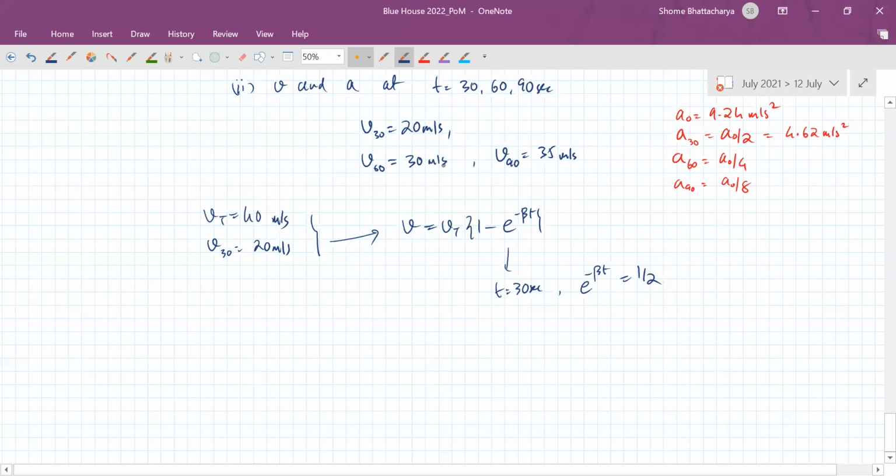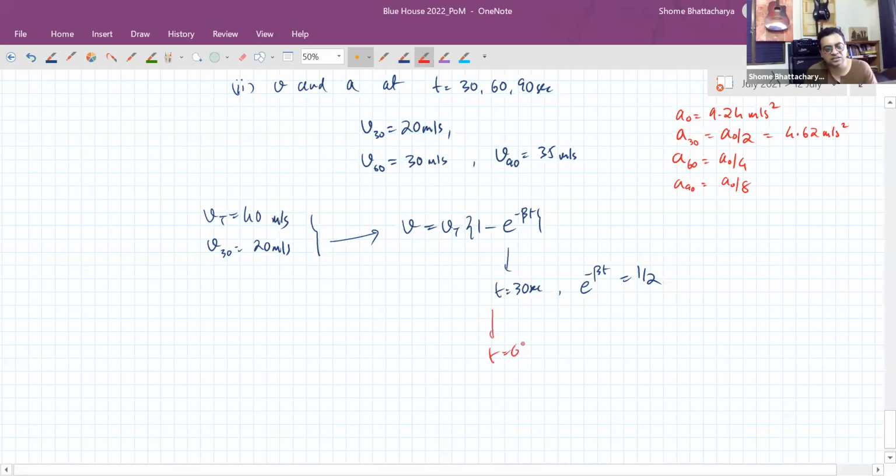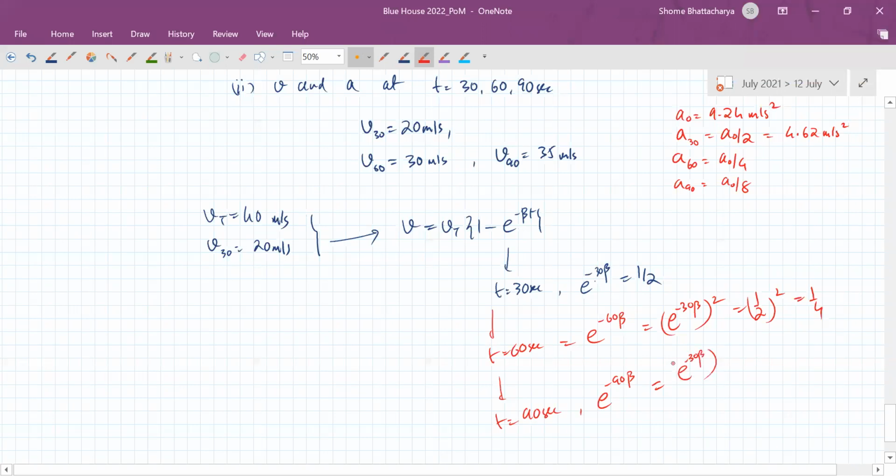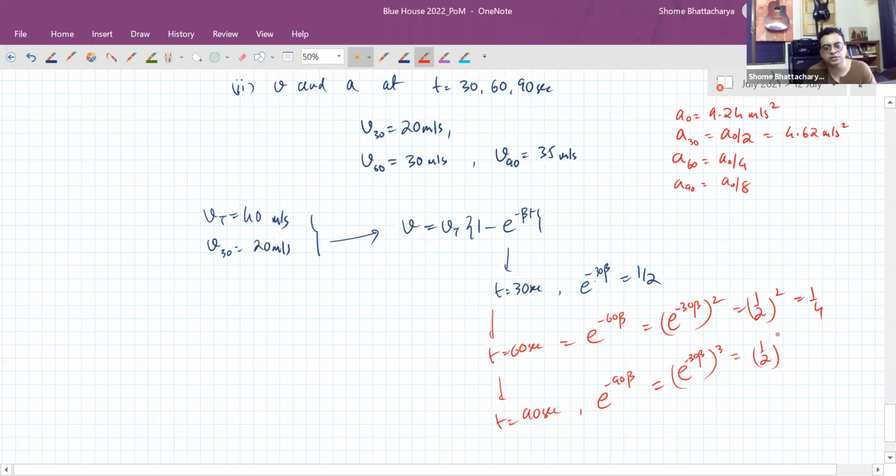Because it's 1 minus half, this factor. This is clear, no? Yes, sir. Now see what is happening. When t is equal to 60 seconds, this factor will become e raised power minus 60 beta, which is basically e raised power minus 30 beta 2 times. So it's half squared, so it's 1 by 4. Like that, when t is 90 seconds, it's e raised power minus 90 beta. Sorry, I meant 30 beta. So this is now becoming 1 by 2 to the power 3. Got it now? Yes, sir. So that's why it's following the geometrical progression.